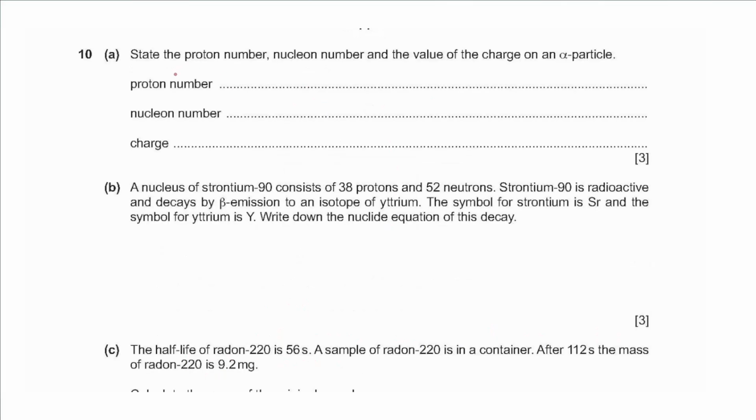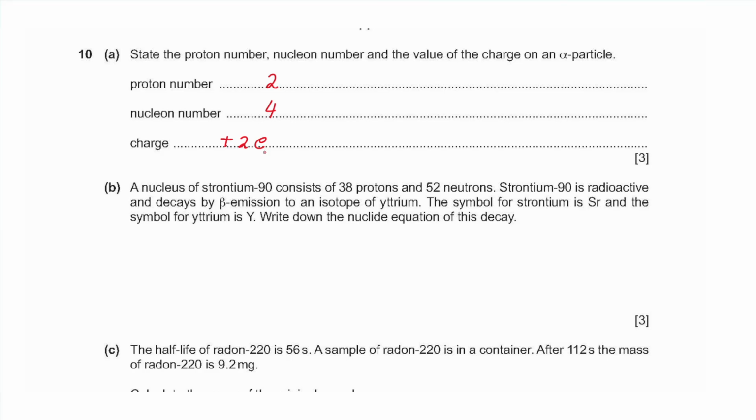Question 10a says state the proton number, nucleon number, and the value of the charge on an alpha particle. So for proton number, we have 2. Nucleon number for an alpha particle is 4 because it has 2 protons and 2 neutrons. And the charge is positive 2e, where e is the charge of 1 electron, which is the same as proton. And we have 2 protons, they are positively charged, so it is positive 2e.